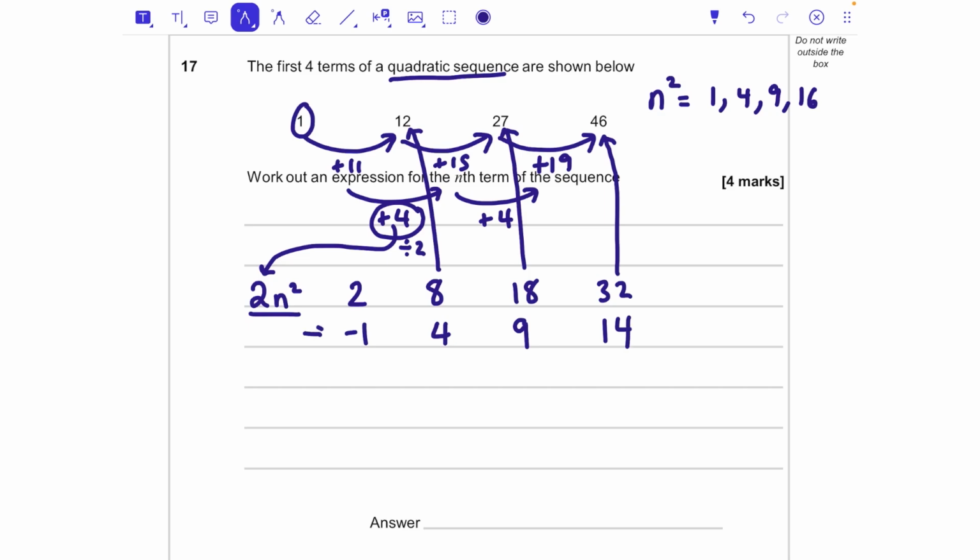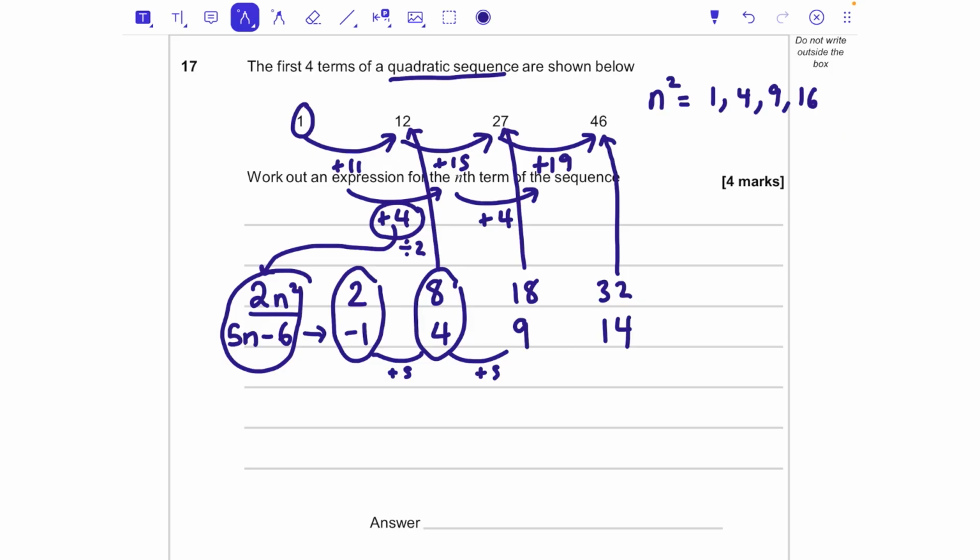And now we need to look at the nth term of this section. This is going up in 5s. So this is 5n, the 5 times table, take away 6, because it should start on a 5 if it was 5n, but we've got minus 1. So putting those two together, the 2 and the minus 1 makes 1, the 8 and the 4 makes 12, the 18 and the 9 makes 27. So it's both of these nth terms together. So your final answer is 2n squared, add 5n minus 6.